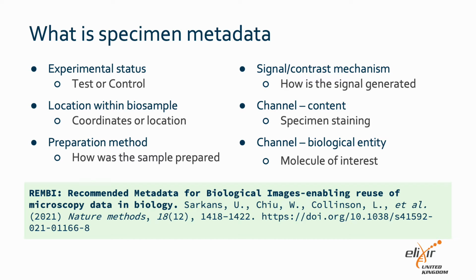The first thing you need to define for the specimen metadata is the experimental status. Here you say if this is a control or a test. Next is the location within the biosample. This could be a coordinate, or a particular well in a plate, or a part of an organ. This may be different depending on the imaging technique or area of research.